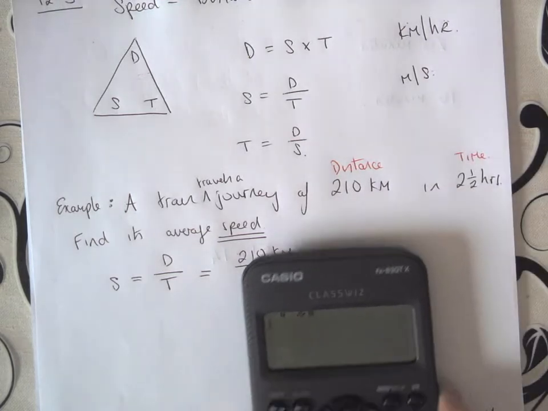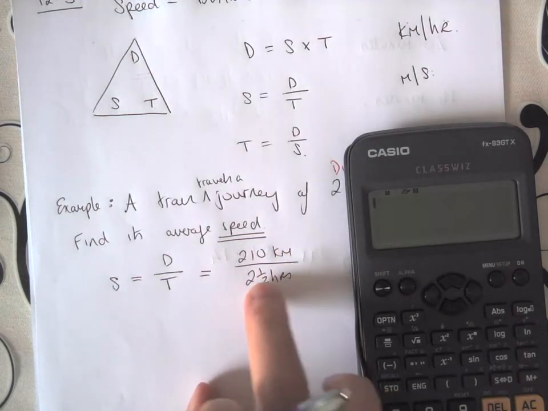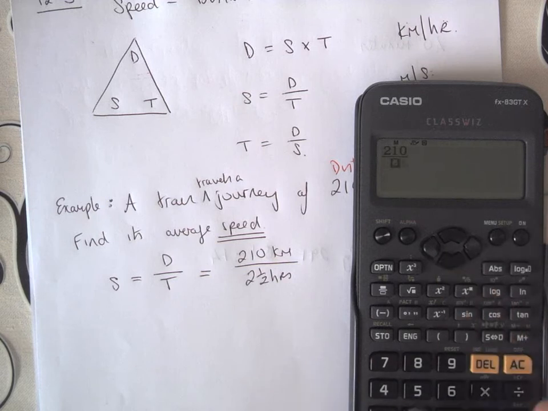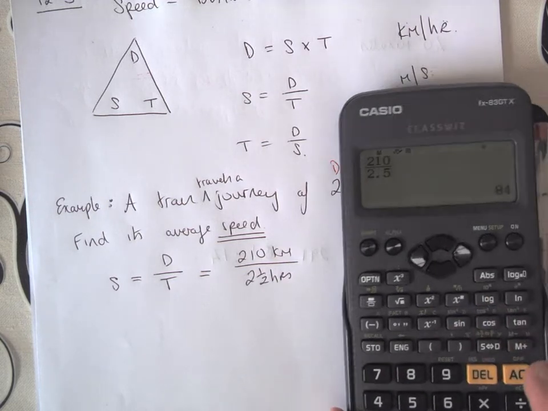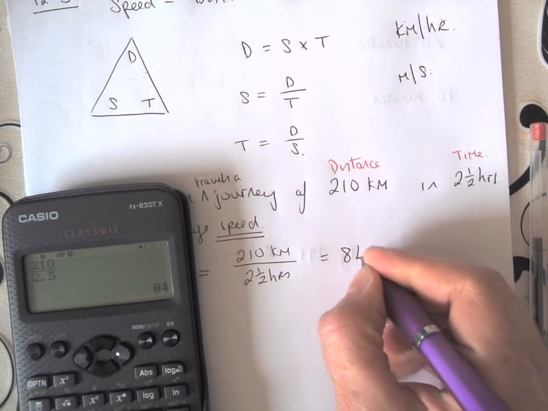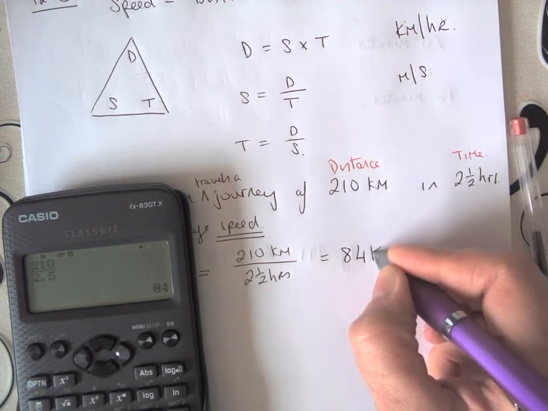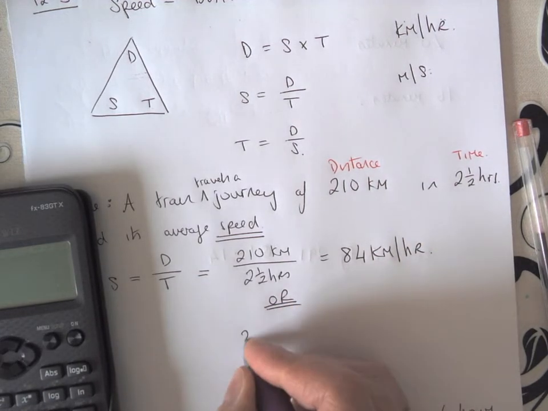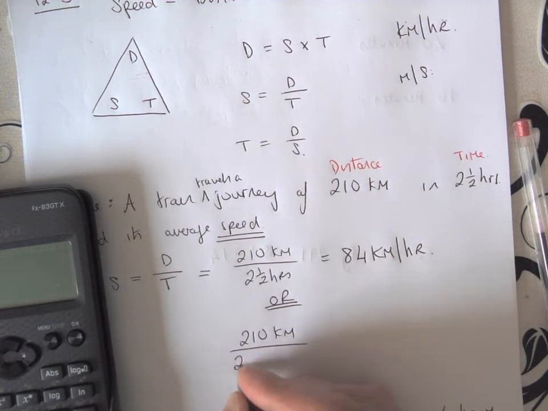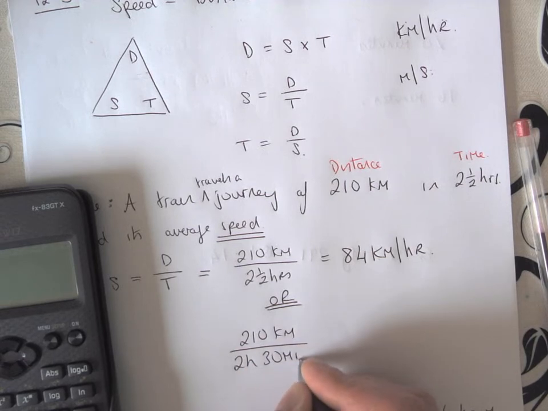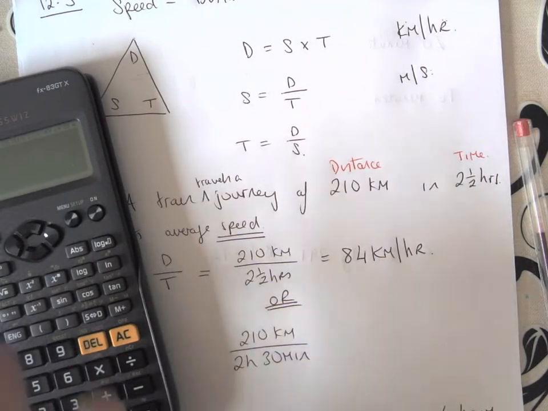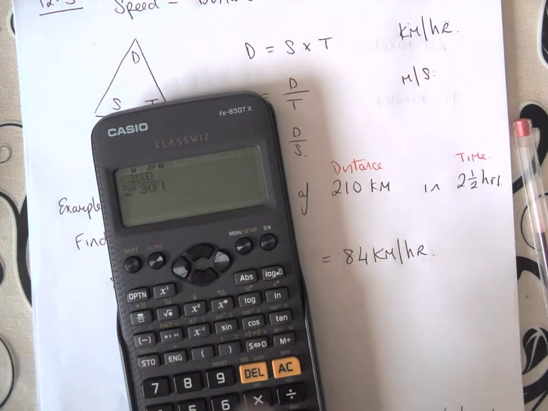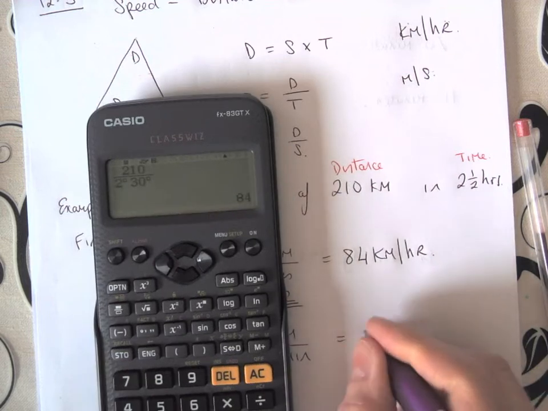So there's two ways you can do it on the calculator. You can do it this way, 2.5 hours is fine. We can say 210 over 2.5 because it's 2.5 hours, and you get 84 kilometers per hour. Or you could have used the DMS button, which we were using yesterday. 2 hours 30 minutes. So again, your fraction button, 210 over 2 hours 30 minutes, and it'll give you the same answer.